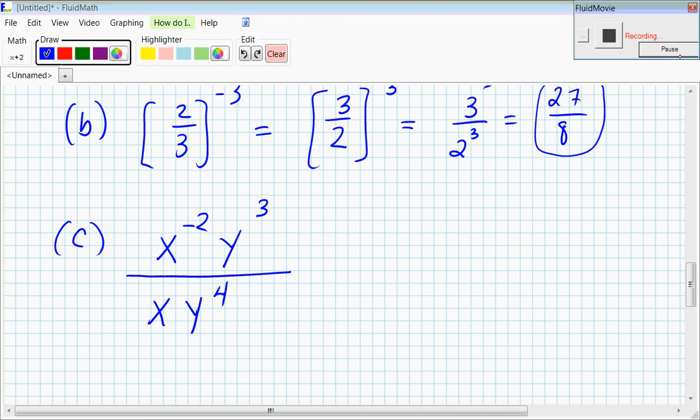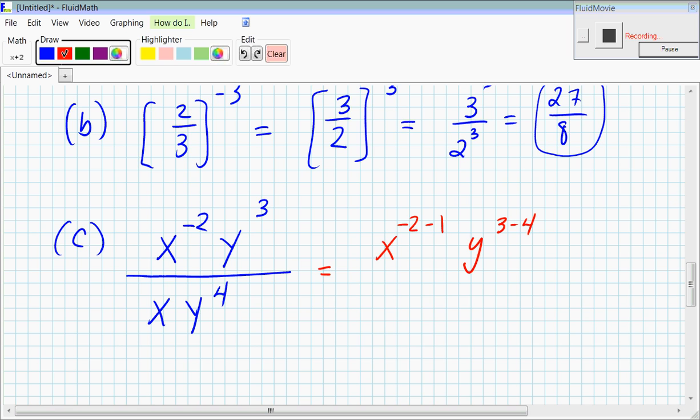All right. So first thing we do is notice that I am dividing my x's. So that means I'm going to have x to the negative 2 minus 1. Where does that come from? Where do I have negative 2 minus 1 from? Why is that there? Because I subtract what? I subtract the bottom one from the top, the exponents. Good. Now, what do I do with the y's? I have 3 and I have 4 right there, so that's going to be 3 minus 4.